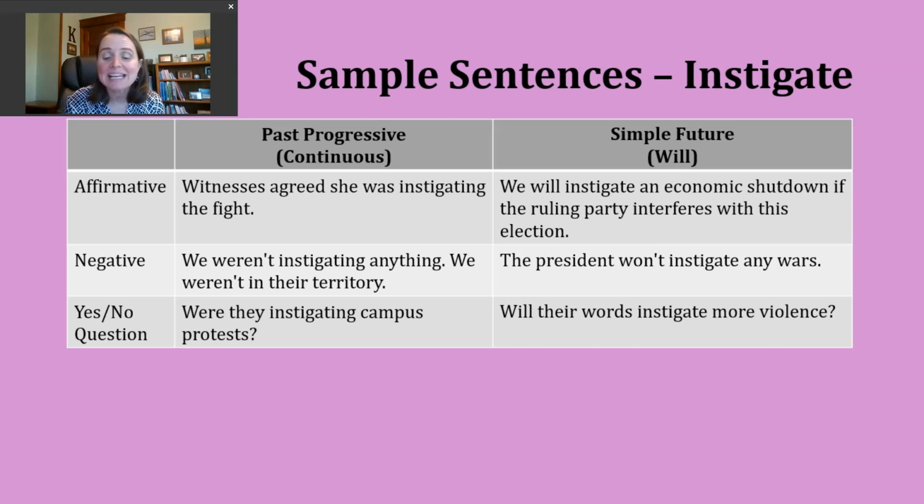Now let's look at making a yes or no question in the past progressive. To do this, we start with was or were. Whatever form matches our subject, that subject comes next. Then we'll use the ing form of the verb. Here's another example. Were they instigating campus protests?